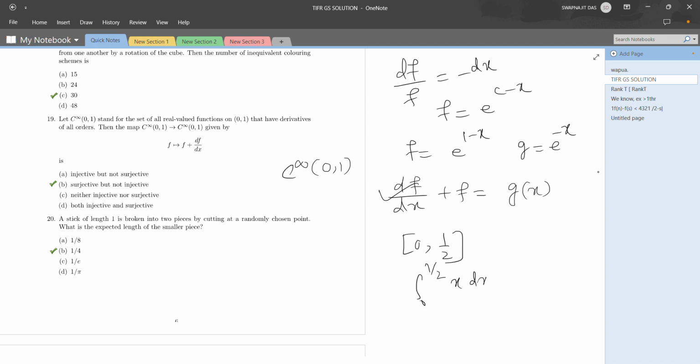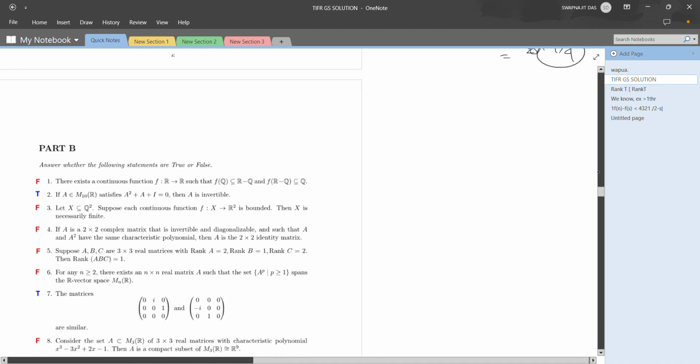So how can you find that? You can just integrate x dx divided by this length. This length is 1/2, so it means 2 times x squared by 2 from 0 to half, which gives 1/4. This is correct.